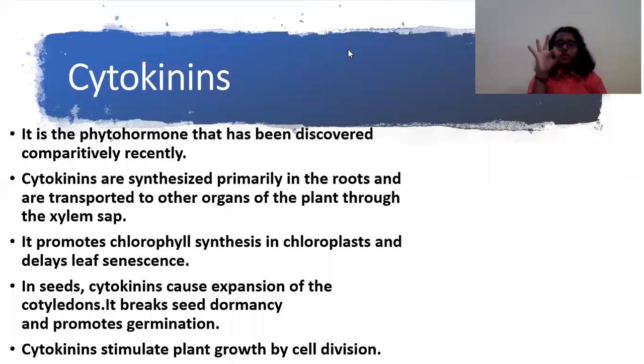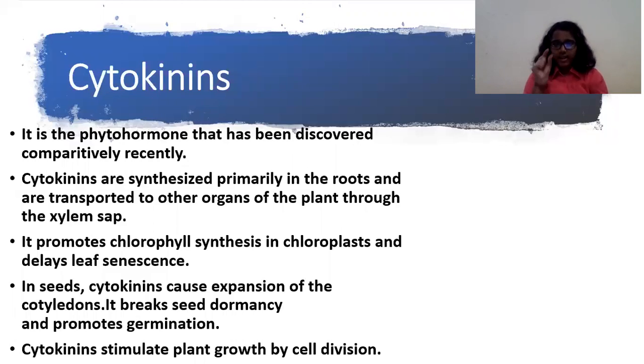Coming to the third phytohormone, that is cytokinins. It is the phytohormone that has been discovered comparatively recently, like in the 1950s. Cytokinins are synthesized primarily in the roots and are transported to other organs of the plant through the xylem vessels in the form of sap. It promotes chlorophyll synthesis in chloroplasts and delays leaf senescence. See, this delaying of leaf senescence is its main function. That's why cytokinins are also known as anti-aging hormones.